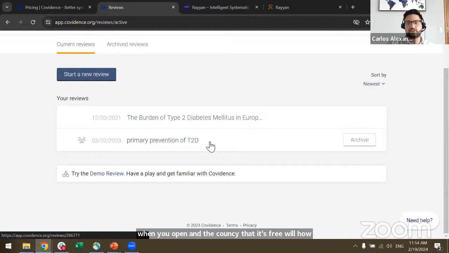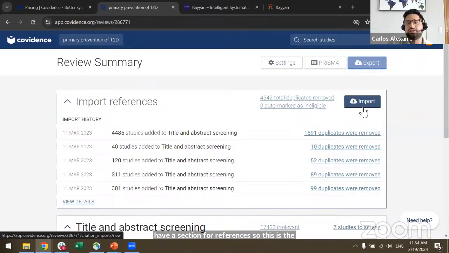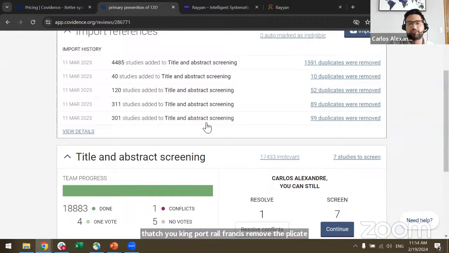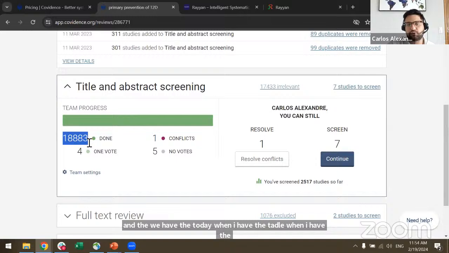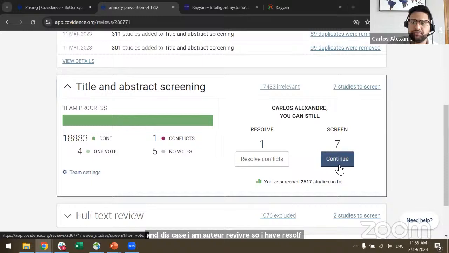So let's check the systematic review that we are conducting right now. Here you have a section for references. This is the place where you can import references, remove duplicates, and do everything related to that. Then we have the title and abstract screening. In this study, we have more than 18,000 studies, and you have the option of resolving conflicts. In this case, I am a third reviewer, so I can resolve conflicts, and for that, we have meetings with the other two reviewers. And then you can screen the papers.